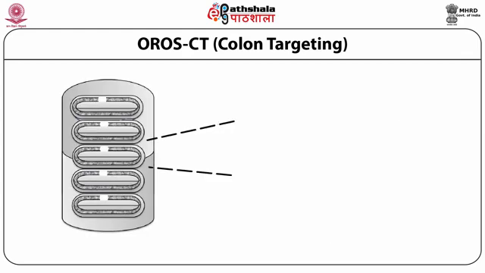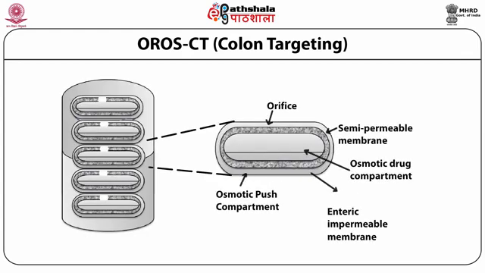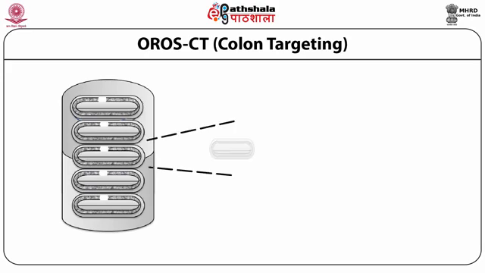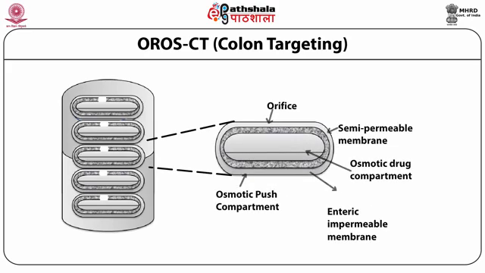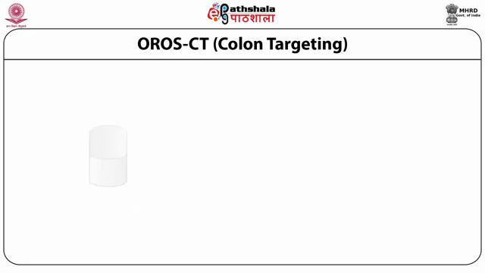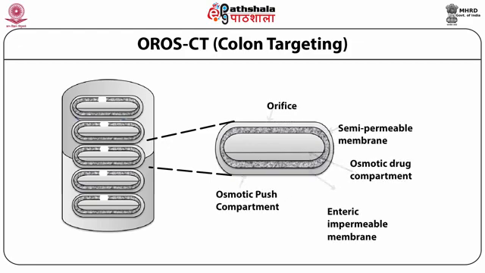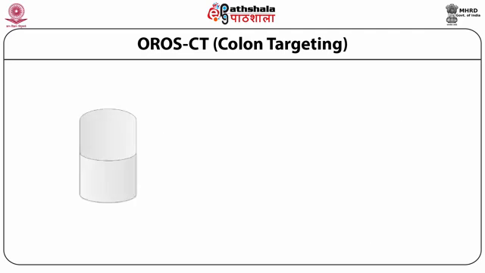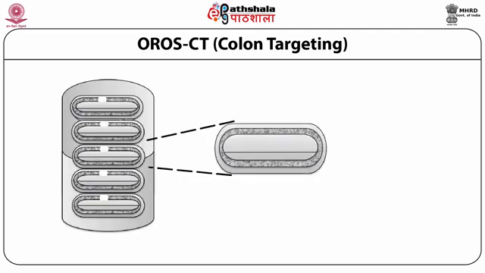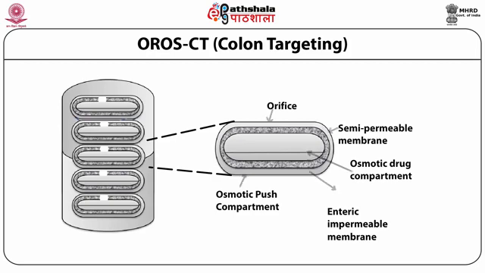You can see it is the layer by layer structure, and it is the same. I am showing you the structure of one in magnified form. You can see it has an orifice, and this orifice is created on the top of the semipermeable membrane. In the core there is the osmotic drug compartment. The core is separated into two parts: the osmotic drug compartment and the osmotic push compartment. The outermost layer is also an enteric permeability membrane.